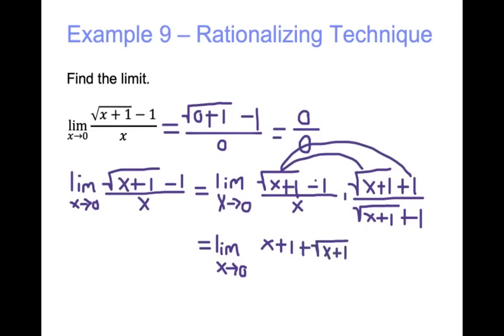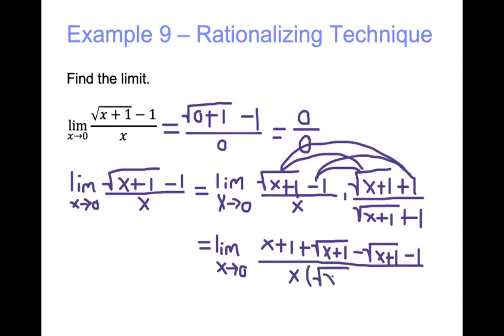And then we're going to do negative 1 times the square root of x plus 1. So that's minus the square root of x plus 1. And then we have negative 1 times 1, which is just negative 1. And then on the bottom, we can just leave this as x times the square root of x plus 1 plus 1.